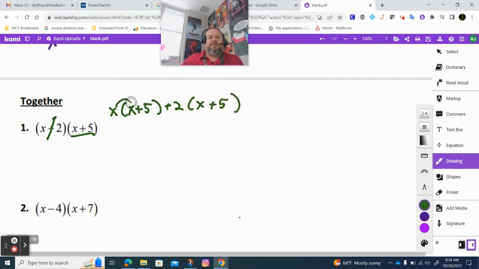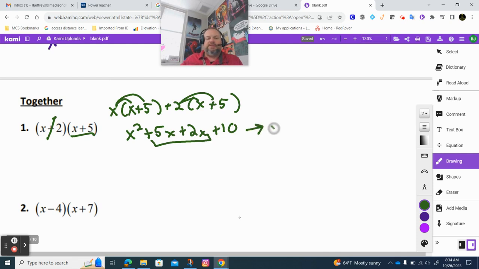Okay. Well, this becomes x squared plus 5x plus 2x plus 10. All right. Again, when we do this, our middle terms are the only ones we're going to combine. So this becomes x squared plus 7x plus 10.